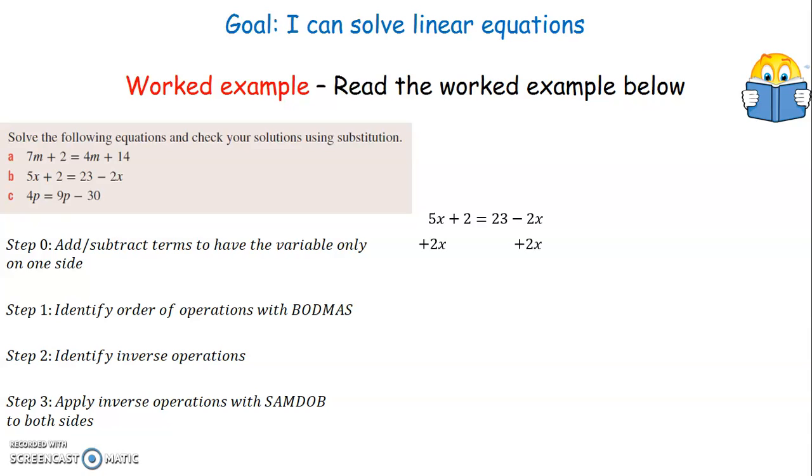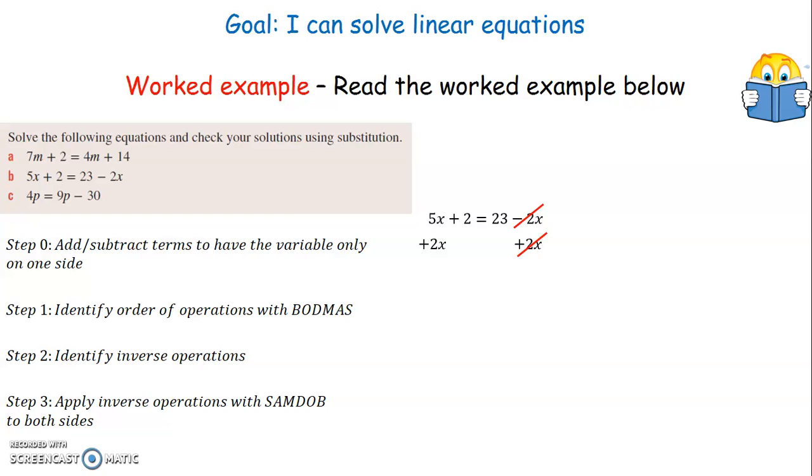I hope you see a pattern here, that I'm doing the opposite. That's the whole thing with solving linear equations. You just do the opposite. Whatever it is, just do the opposite. So plus 2x to both sides. That's going to cancel out the 2x on the right hand side.